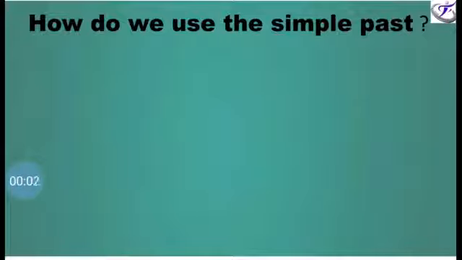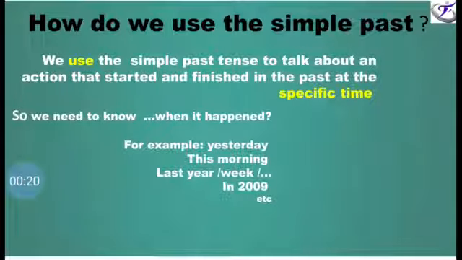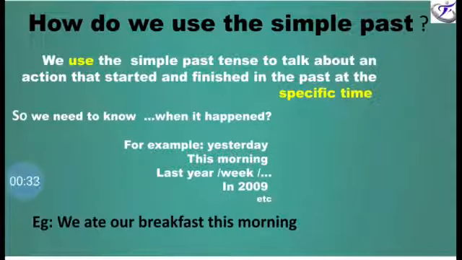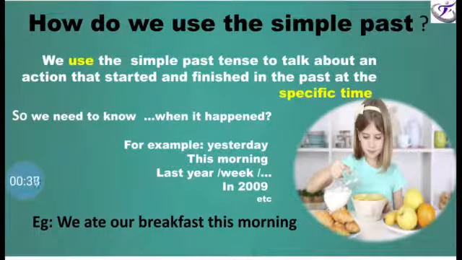Now, let's have a look at how do we use the simple past. We use the simple past tense to talk about action that started and finished in the past at the specific time في وقت محدد. بدأ وانتهى في وقت محدد. So we need to know when it happened. For example, yesterday, this morning, last year, last week, in 2009, etc. For example, we ate our breakfast this morning.